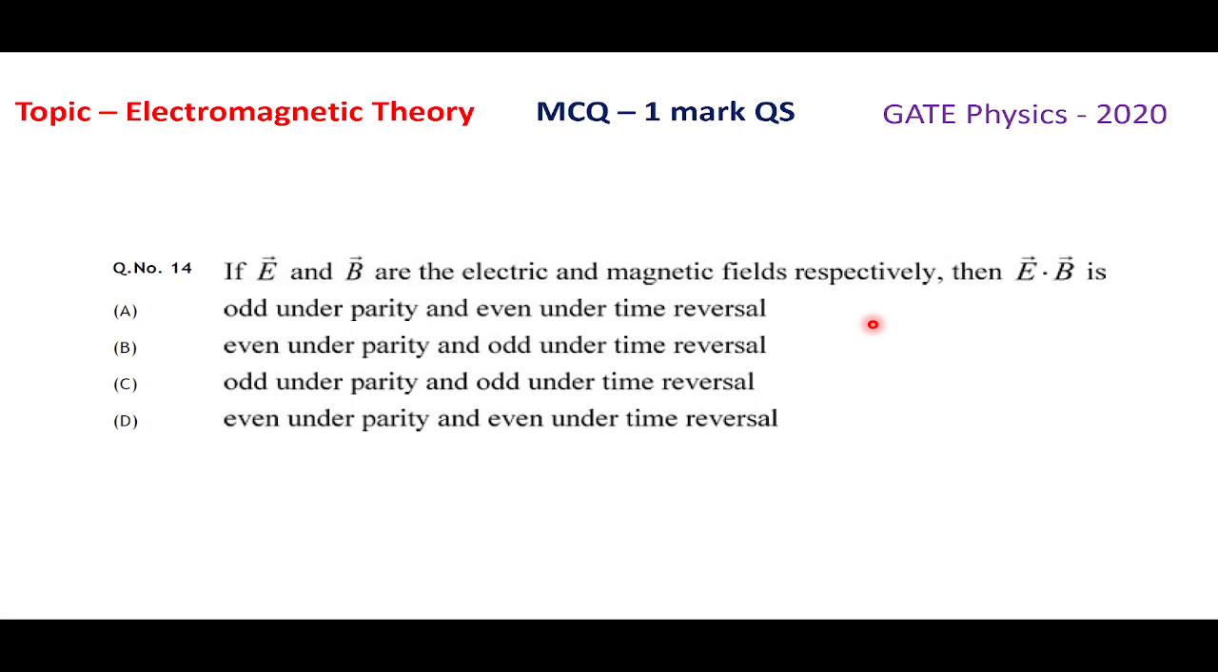Is my hint clear, or shall I repeat again? Yes, it is clear, sir. Okay, so the key point is to think about the Lorentz force expression and try to apply the parity and time reversal operation on both sides and see how it changes. From that you can comment on the E field and B field. If you know how it changes individually for the E field and B field, then you can easily comment on E dot B, because it's a scalar product, right?